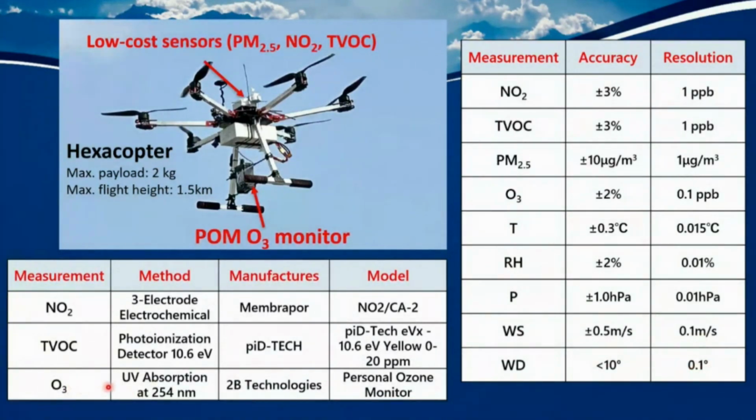Especially for ozone, we have instruments using UV absorption measurement at 254 nanometer reference. We can characterize very accurate ozone concentration in vertical profile. Also, we have several low-cost sensors, NO2 and TVOC. We also have wind speed and wind direction measurements from the UAV. Those parameters have been validated by other measurements.